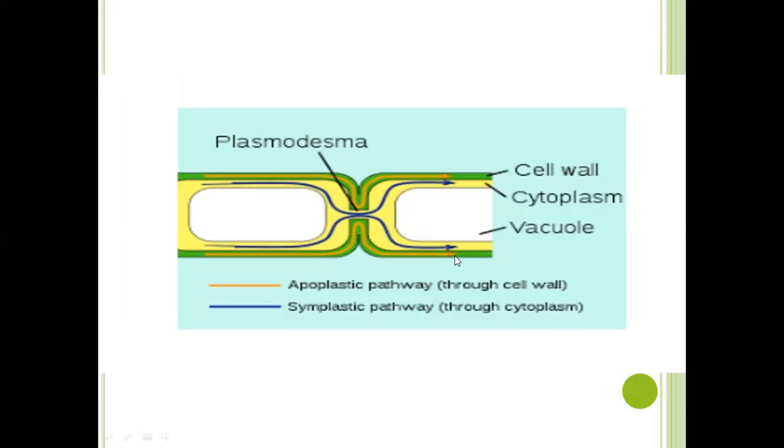Plasmodesmata, apoplastic pathway. This yellow color structure is apoplastic pathway and blue color structure shows the symplastic through the cytoplasm, apoplastic through the cell wall, and this is the vacuole. This is the apoplastic and blue color, this is the symplastic path through the cytoplasm.